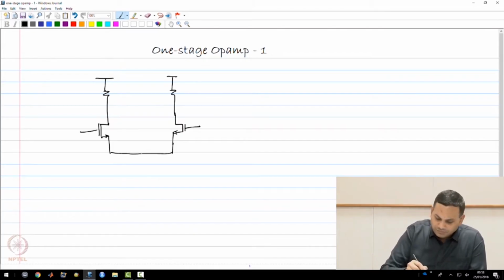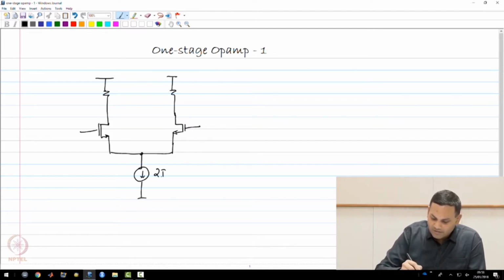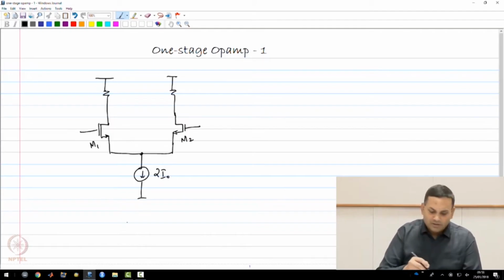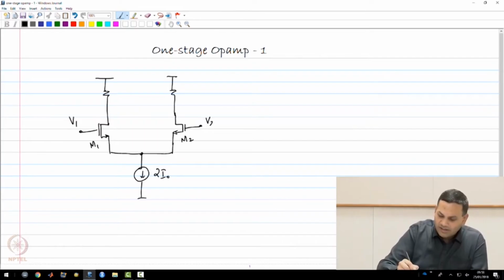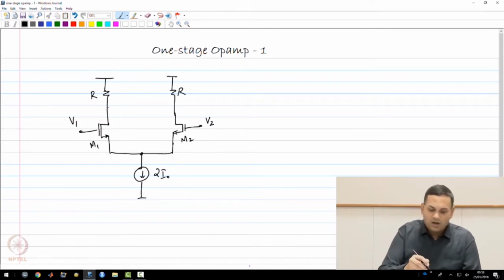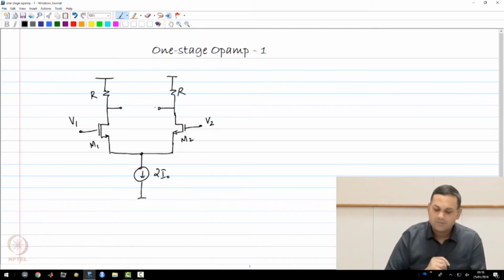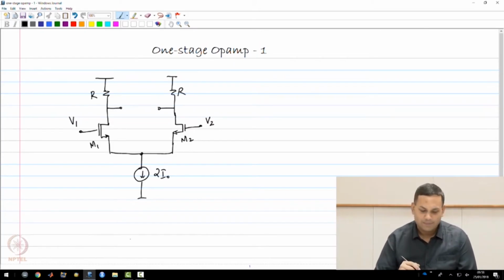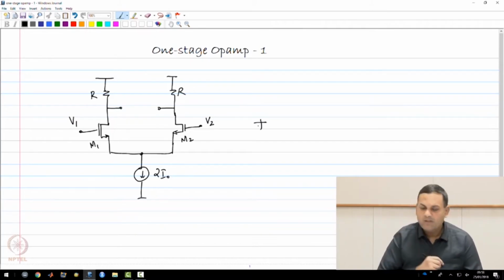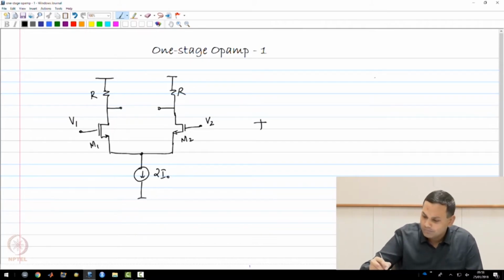From the common source node, you have a current source that biases both transistors M1 and M2. The inputs are applied to the two gates. I'll call them V1 and V2. The outputs are of course taken as the difference between the voltages at the drains. So we are going to put together the differential amplifier with the concept of an active load.